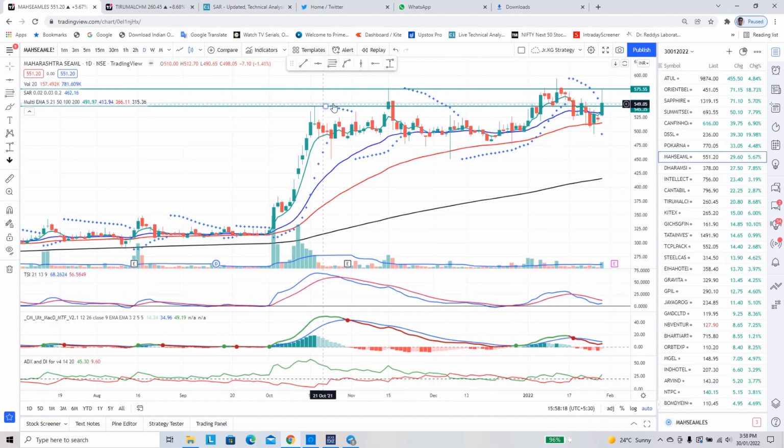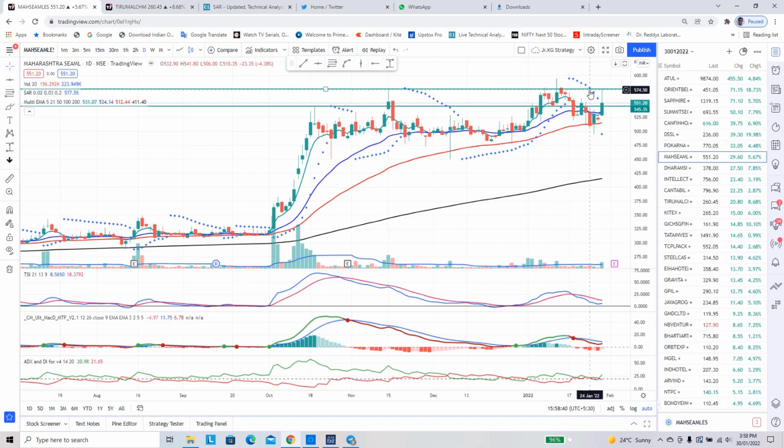You see this, such a nice base formation is going on, such a nice consolidation is going on. I got a buy signal with a very good volume, but still the TSI and MACD have not given me the buy signal. ADX crossover already happened, so I will wait because there is a breakout resistance.